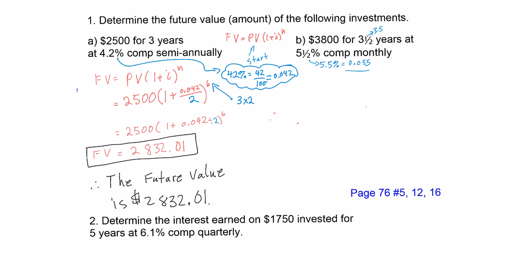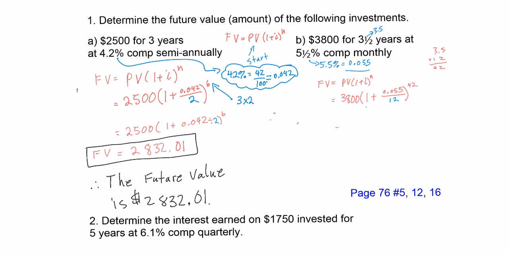Now, we'll always start by writing our basic equation. FV is equal to PV (1 plus i) to the n. Now, we're just going to substitute exactly what we know. The present value is just the 3,800. The 1 plus, now the i is the rate per compounding period. So we're going to go 0.055, and then we're going to divide that by, now it's compounded monthly, so we're going to divide that by 12, and raise it to the 3.5 times 12, 42. It ends up being 42. So n in this case is 42.